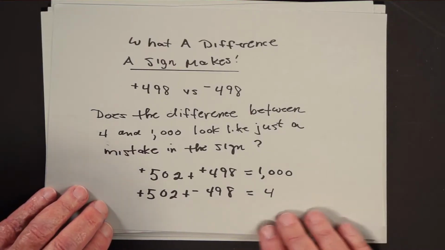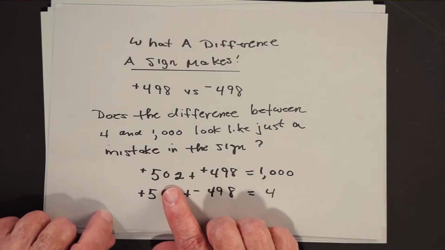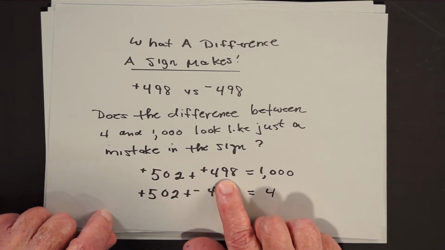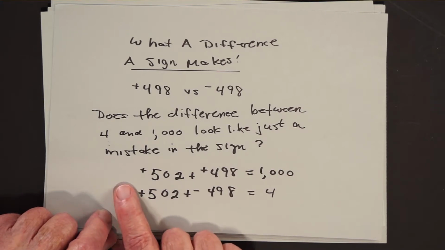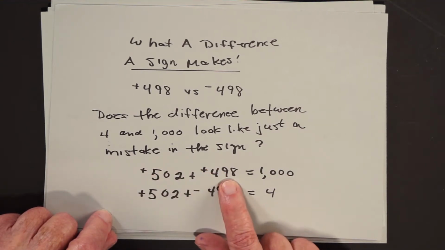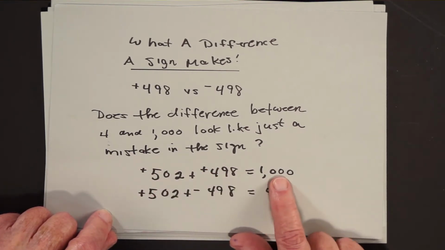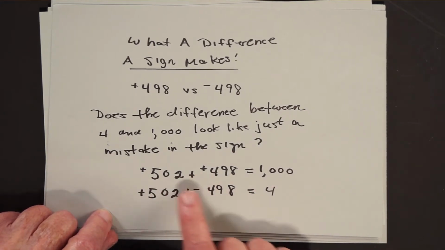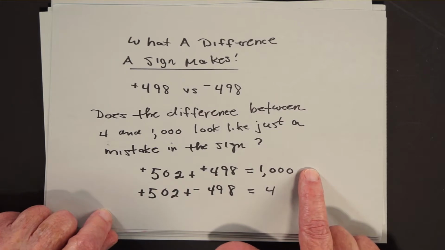Well, watch what happens. Let's look at positive 502 plus positive 498. Since both signs are positive, we simply add the magnitudes. That adds up to 1,000. I picked the numbers conveniently that way. And since they're both positive, the answer is 1,000.